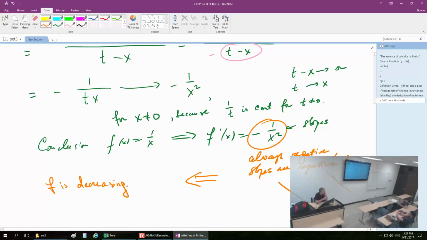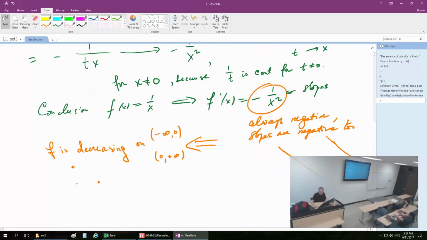Yeah, that's right. As x grows, you will always be going down like this. So every pair of points that you pick, it will be going down. We have to be careful here. It will be decreasing on negative infinity to 0, as well as 0 to plus infinity. So there are two different branches, and they are behaving in a similar fashion.